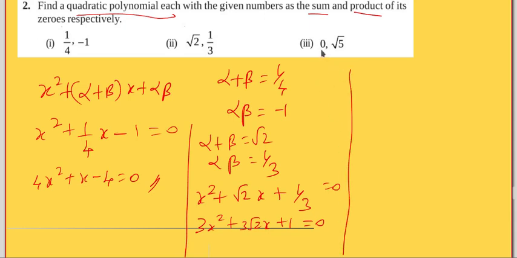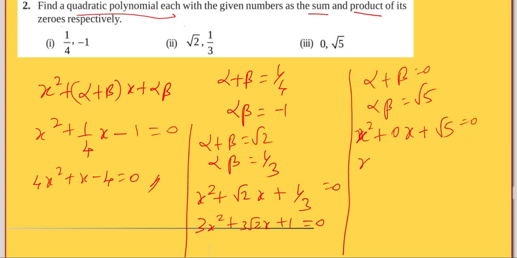Come to this one. Here the sum of the zeros alpha plus beta equals 0, and alpha beta is root 5. So what is the polynomial? x square plus (alpha plus beta, which is 0) x plus root 5 equals 0. So x square plus 0x, this term we can leave because it is 0. Whatever we multiply by 0 becomes 0 only. So x square plus root 5 equals 0. This is the quadratic polynomial for this sum of the zeros and product of the zeros.